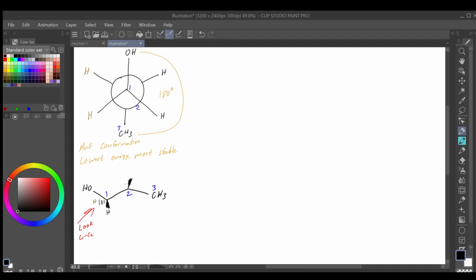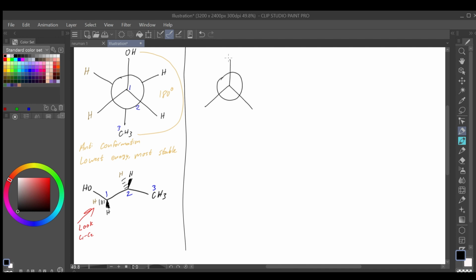On the wedge, the carbon coming out at you, the wedge bond like the James Bond, that has to be the carbon on the line in the Newman. If we are looking down C1, C2, then the dash colored carbon must be the left carbon from the Newman. There's no ambiguity here if you look at the 3D model.